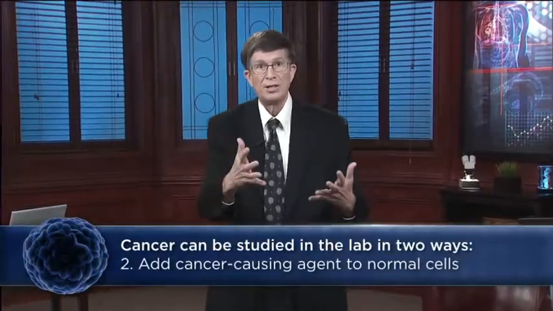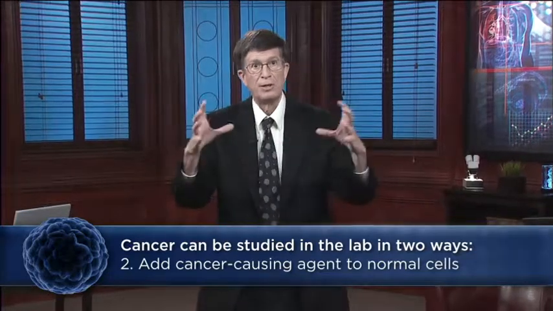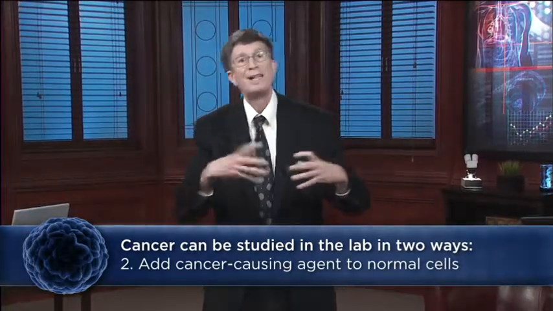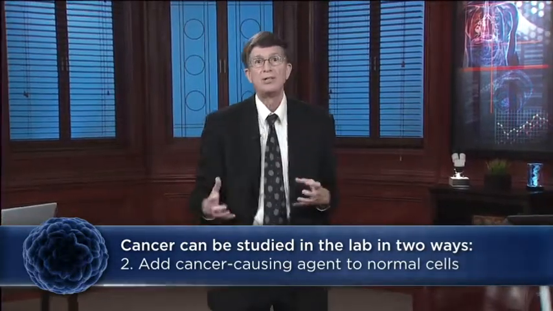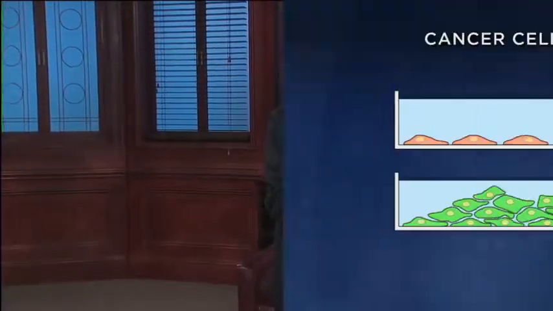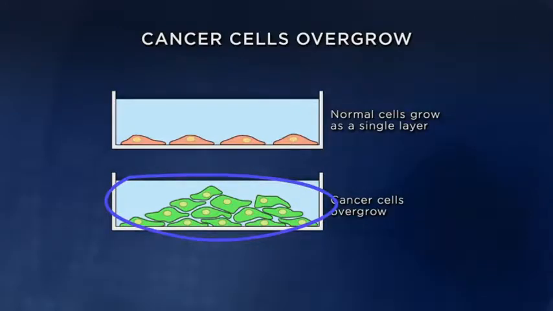A second way to do it would be to take cells that are normal in a laboratory environment, human cells, and transform them, add a cancer-causing agent. And what's going to happen when you do that is that the cells will become cancer cells. They'll overgrow, typically, and they'll look like cancer cells.